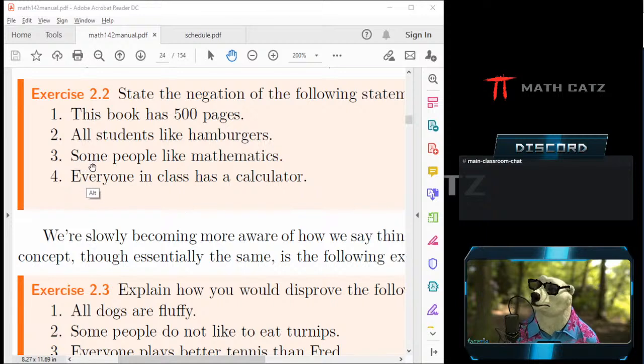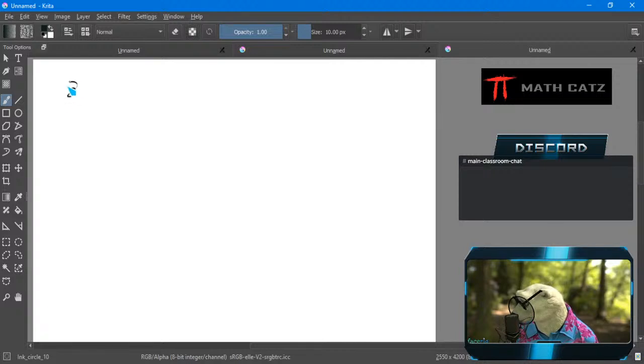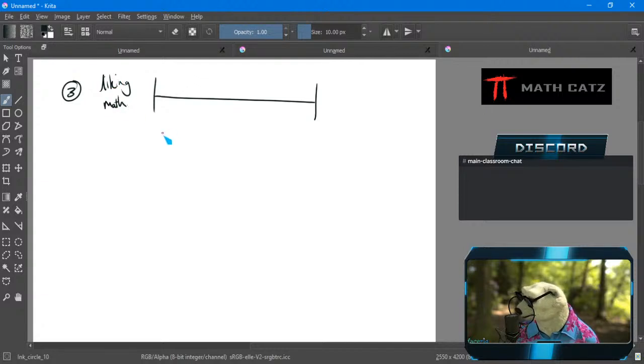So now I see that word some in number 3. So I now have to understand, okay, that means at least one. Some people like math. What helps me a lot is to look at this sort of spectrum, this range of what is possible. And I like to remind myself this is about people liking math. What's possible? Absolutely no one likes math, to absolutely everyone likes math.